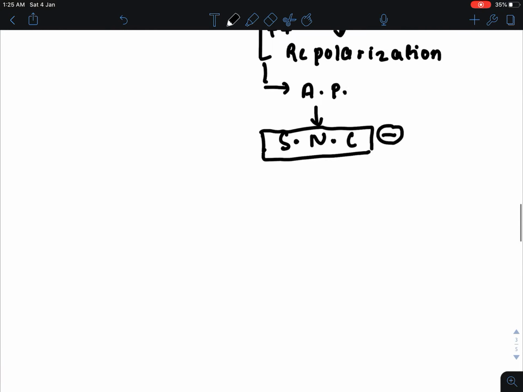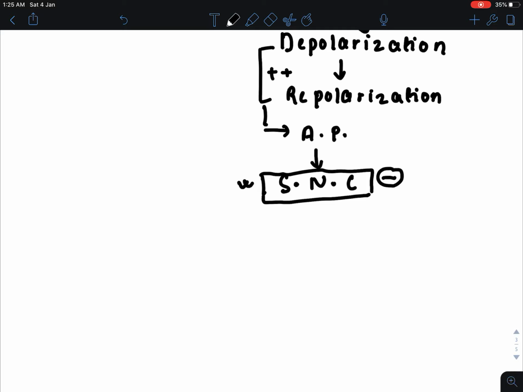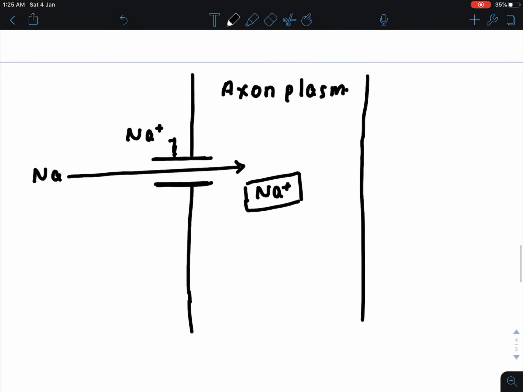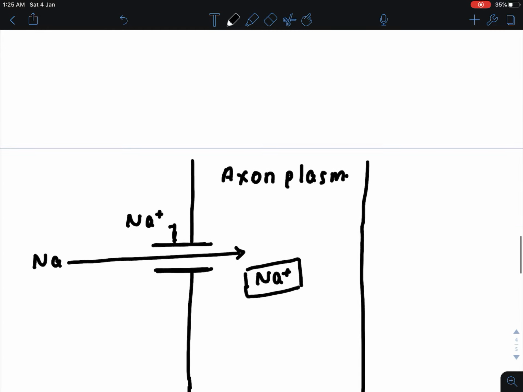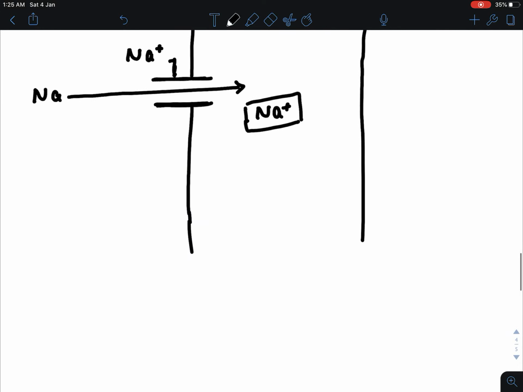And we all know that the ultimate thing which happens is the sensory nerve conduction, and in local anesthetics we have to block this sensory nerve conduction, and I have told you that we can block this sensory nerve conduction just by blocking this first step, that is the depolarization. Now we will see the function of local anesthetics. Suppose we are giving a local anesthetic.